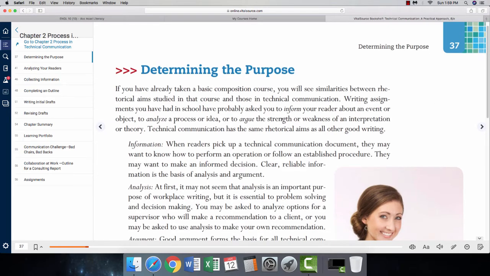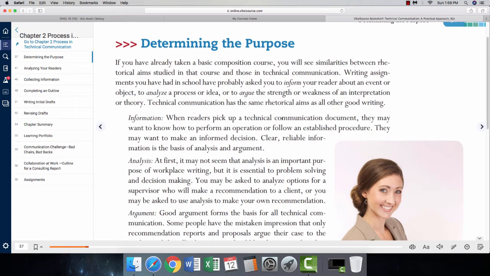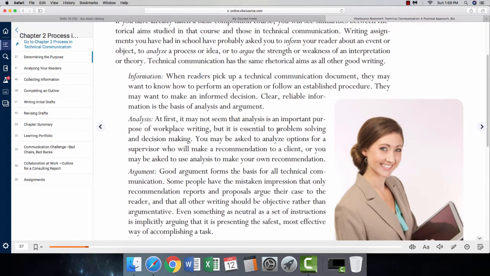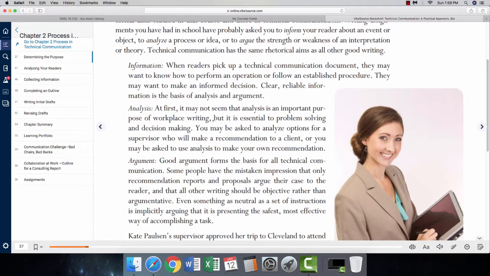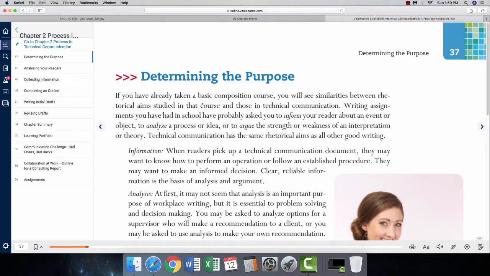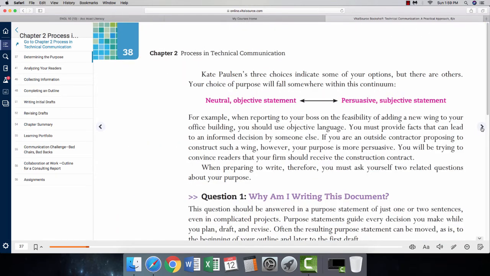You need to determine your purpose, and your purpose is always going to be given in your assignment sheets. And almost always, you're going to be offering information. You're going to be analyzing something, and for the most part you're going to be making some type of claim or another, although not for this first writing assignment. So these are common. You want to determine the purpose.